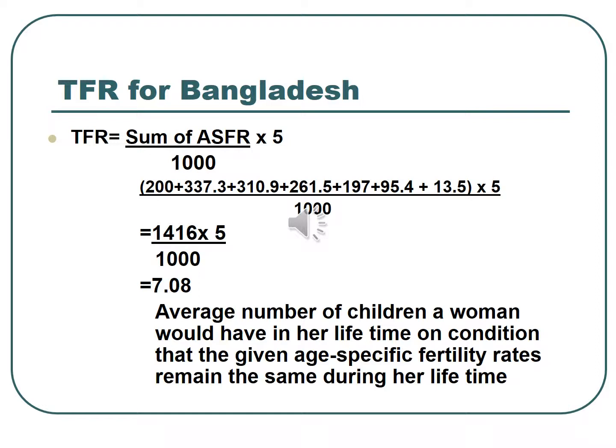This slide gives an example to calculate the total fertility rate. In this example, the total fertility rate was 7.08. 7.08 is the average number of children a woman would have in her lifetime, on condition that the given age-specific fertility rates remain the same during her lifetime.